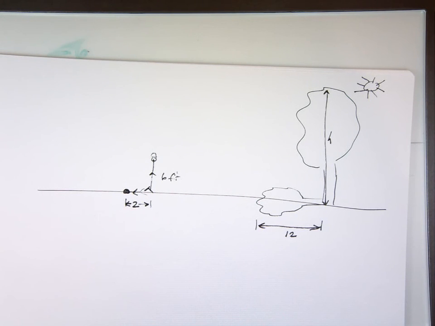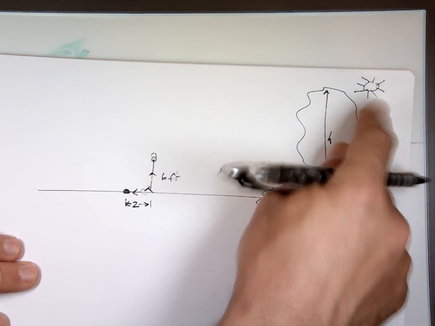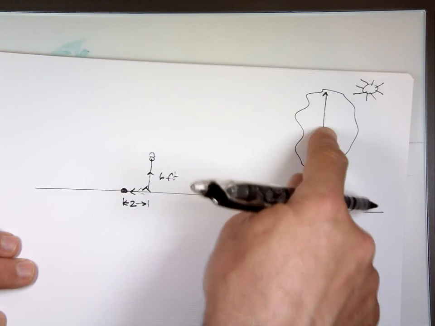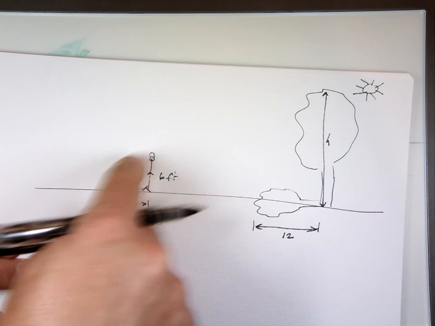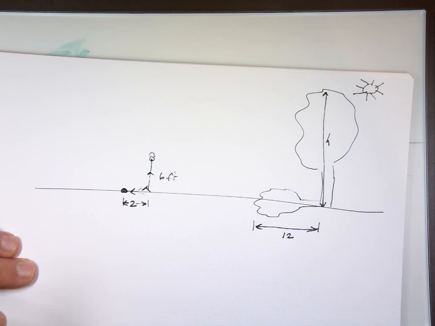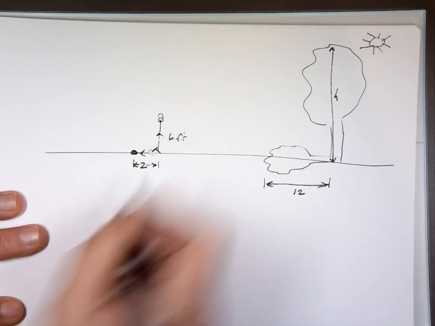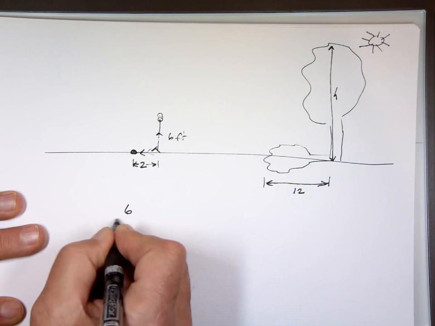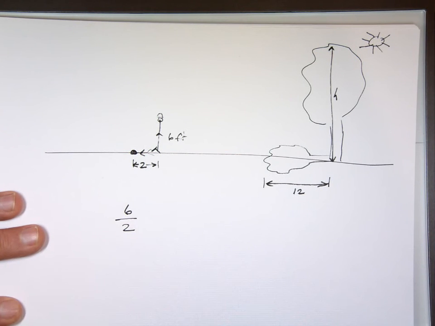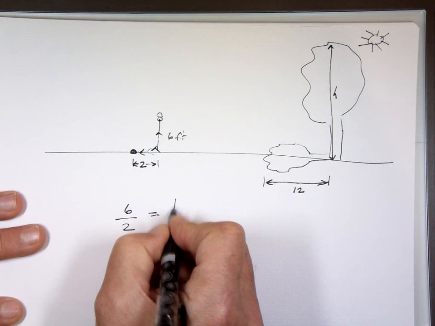Height to shadow. As long as you do them within minutes from each other, the sun didn't move that far. You can't do one at 2 o'clock and the other one at 5 o'clock. It's too late. But if you do them quickly, within a few minutes of each other, the ratio of height to shadow, 6 feet to 2 feet, that's your shadow, should be the same as the height of the tree to its shadow, which is 12.